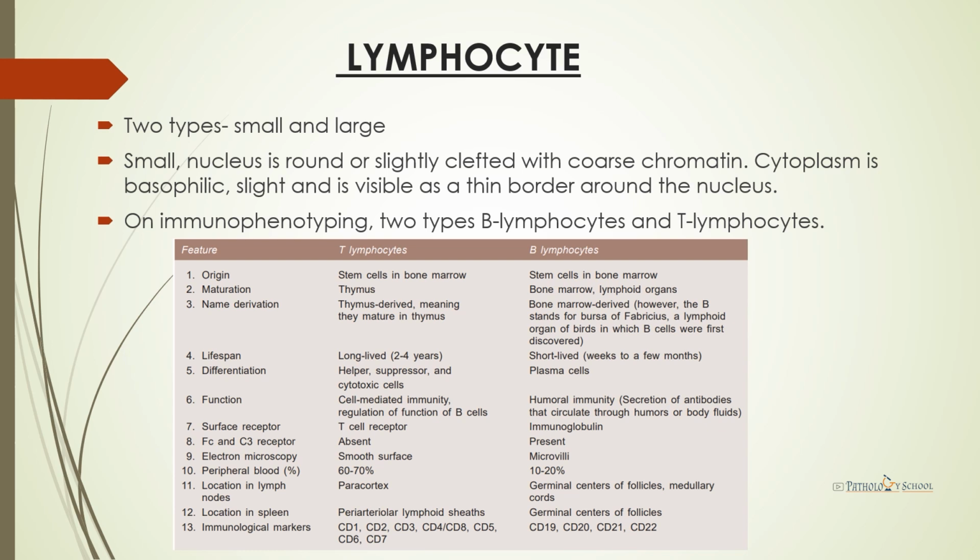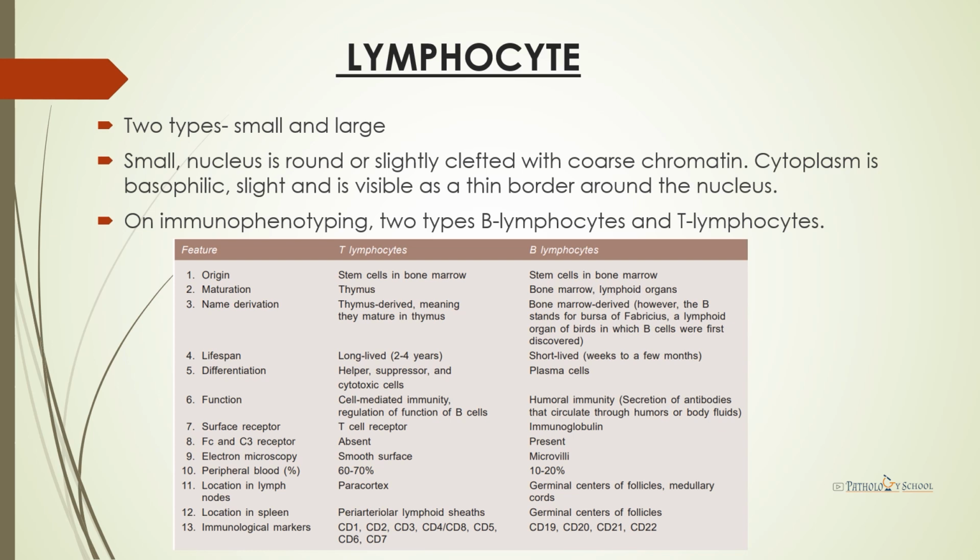On immunophenotyping, there are two types of lymphocytes, that is the B lymphocytes and T lymphocytes. The B lymphocytes originate from the stem cells in the bone marrow. They help in humoral immunity. They differentiate into plasma cells, and the immunological markers are CD19, CD20, CD21 and CD22.